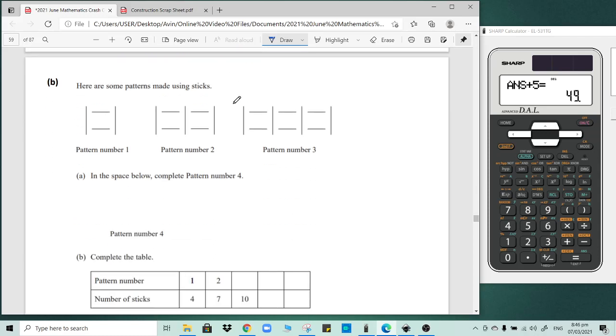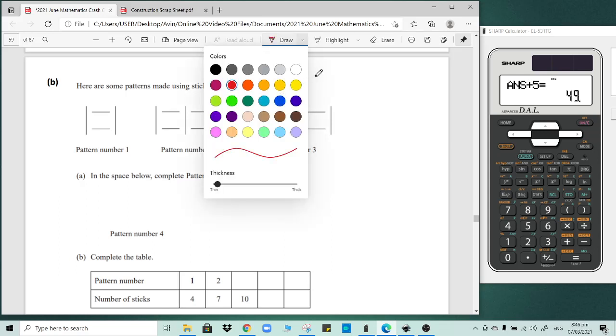Alright, in B, it's about the number of sticks, and I have a feeling this one is going to be just as easy as the one above. In the space below, they want me to draw the 4th pattern. Now, I'm not going to waste too much time here.